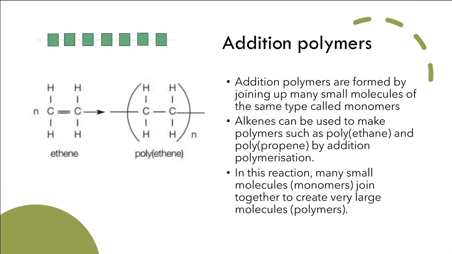Polymers. We have two types of polymers. We have addition polymers and condensation polymers. Addition polymers are formed by joining up small molecules of the same type, which are alkenes, and only one product is formed here. To draw the polymer from an alkene, all you need to do is remove the double bond and replace it with a single bond, and then add two other single bonds to the two carbons, and then open brackets and put the letter n, which refers to the number of the repeating units.